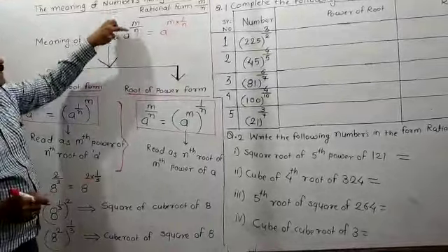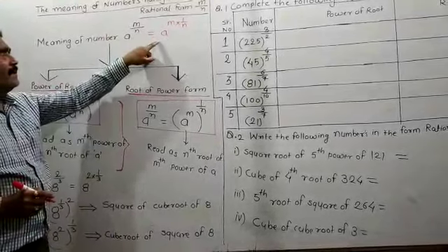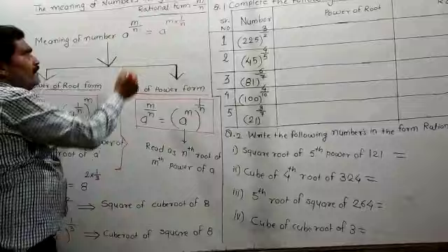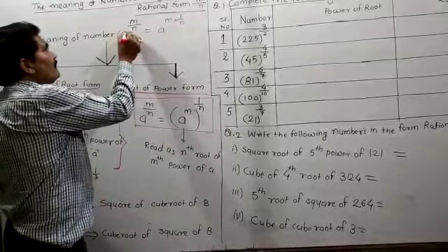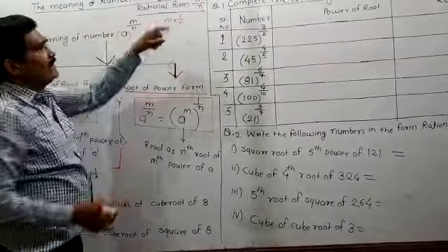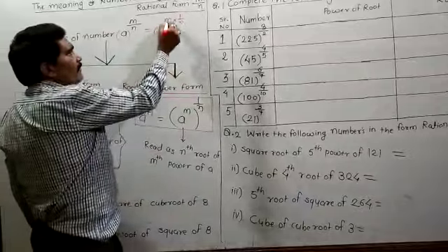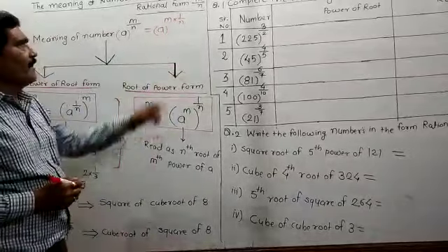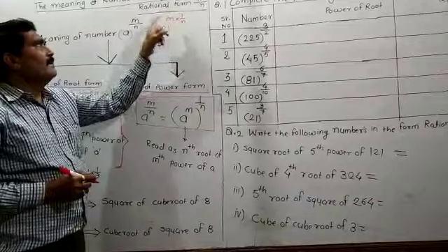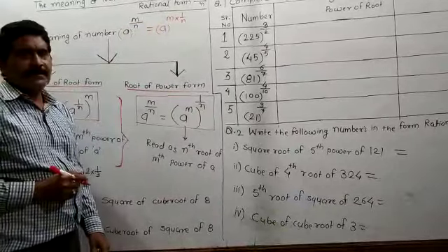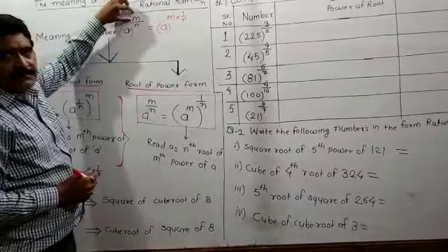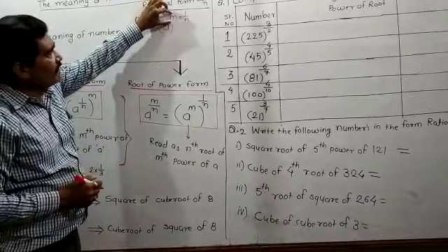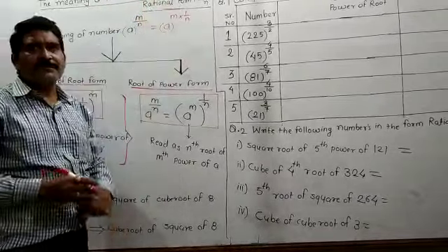A raised to m upon n means a raised to m multiplied by 1 upon n. If you do the multiplication of m multiplied by 1 upon n, m ones are m, so this will come m upon n. This m is called the power, and 1 upon n is called the root.